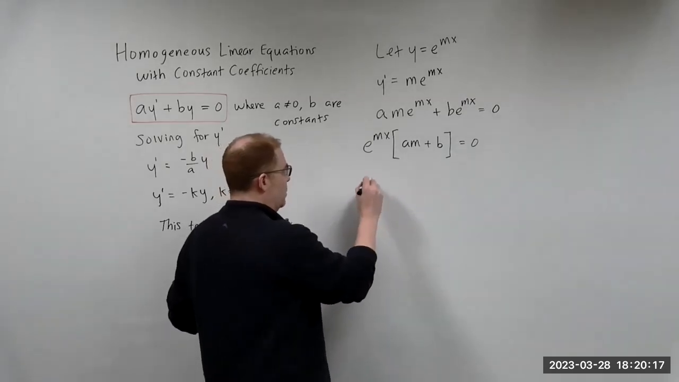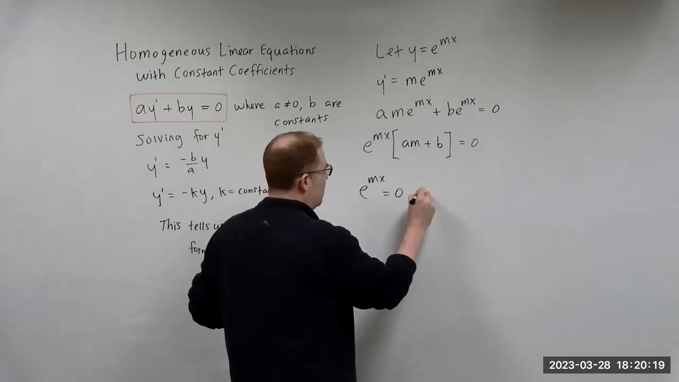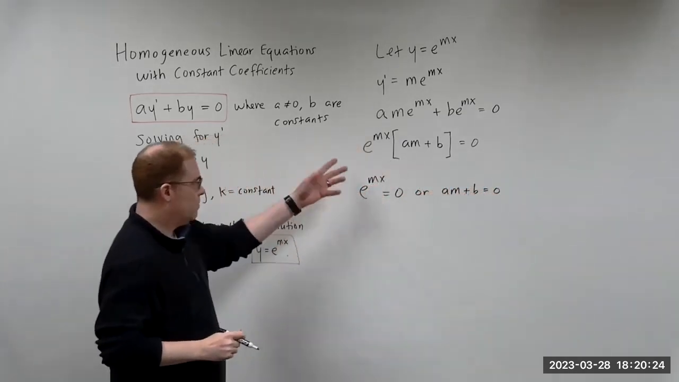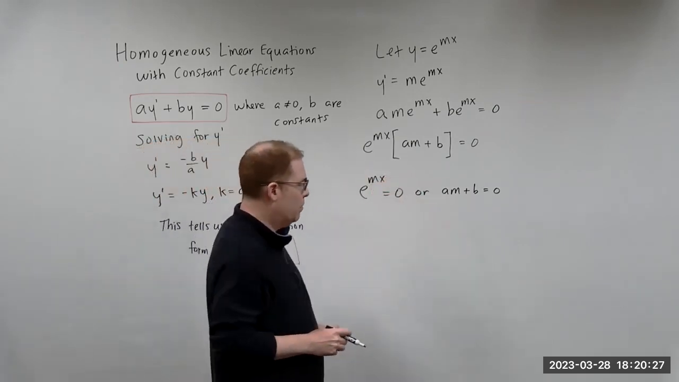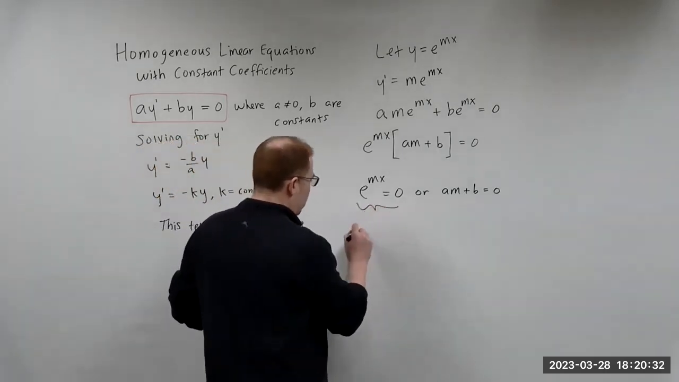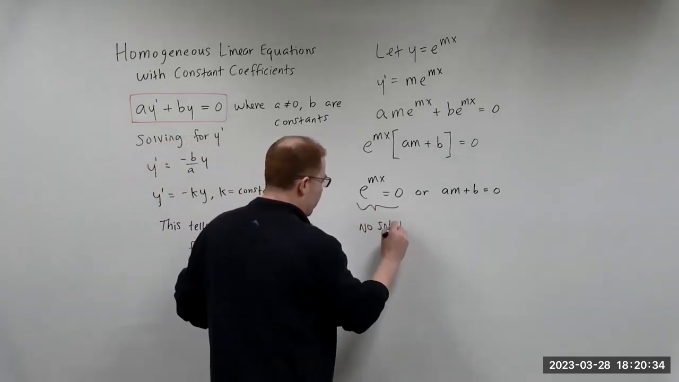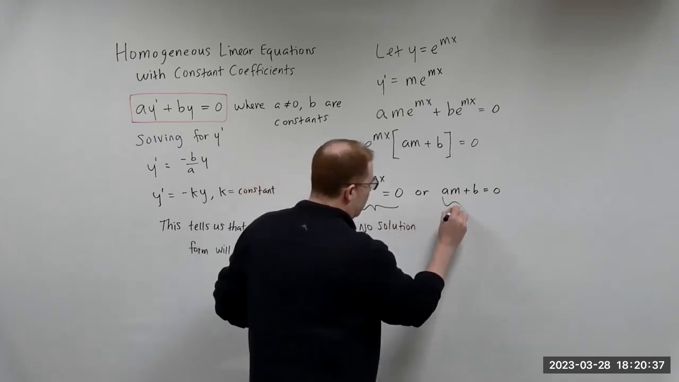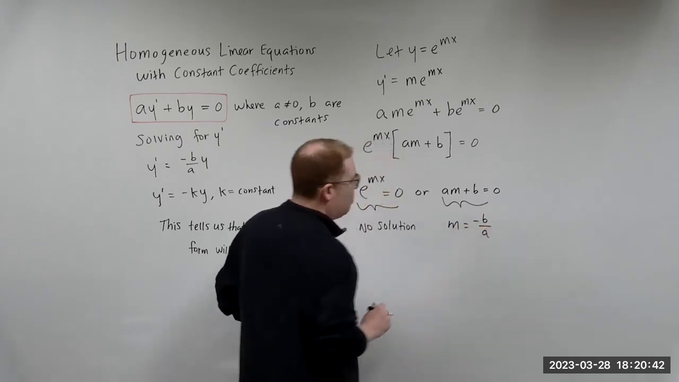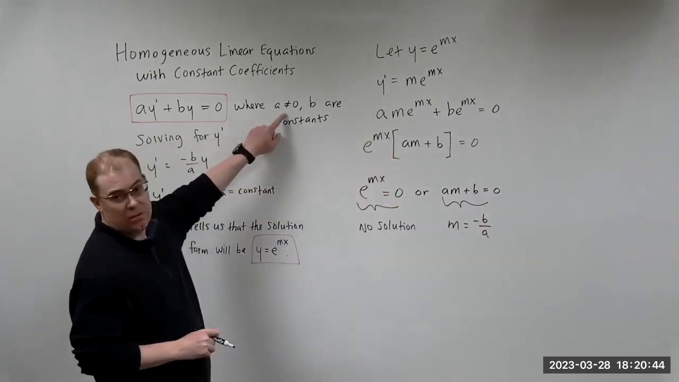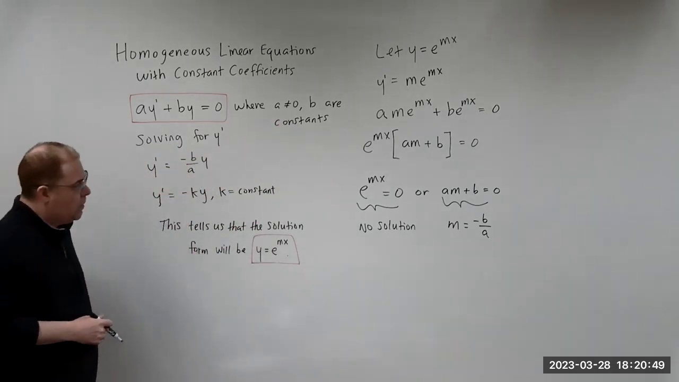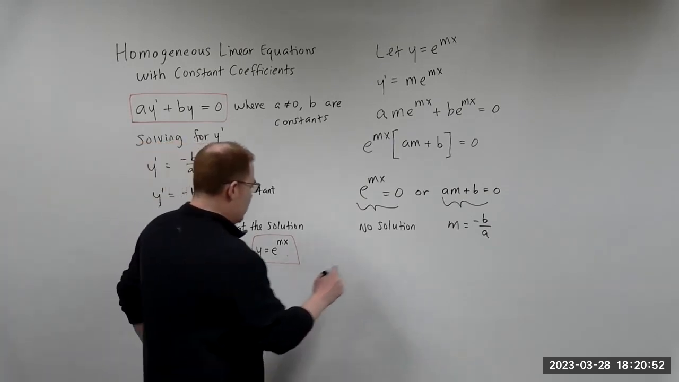So I'm just going to write this out. From here, we can basically decouple this. That's what we call this. We can decouple the equation. And from here, we know that there is no solution for x. And then here, obviously we're going to get m equals minus b over a. And that is why in the beginning, we assumed that a was not equal to zero.